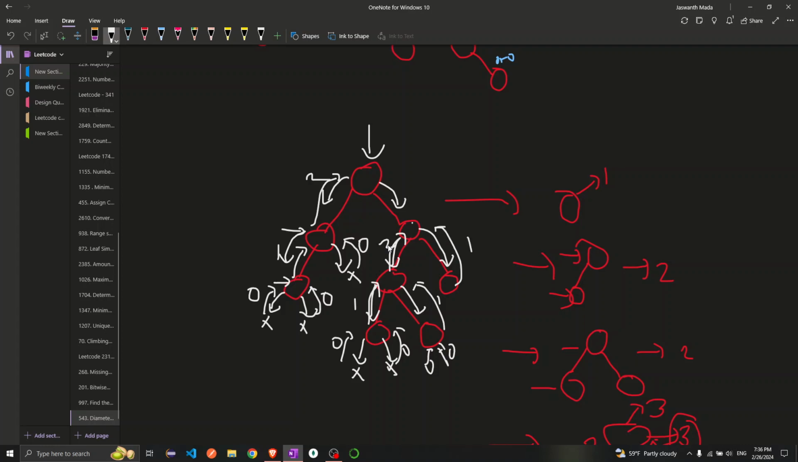And from here I'm getting 2. And from here I'm getting 1. So I will add 1 to the 2. It will become 3. And from here I'm getting 2. From here I'm getting 3. And I'll return 3 plus 1, which is 4.